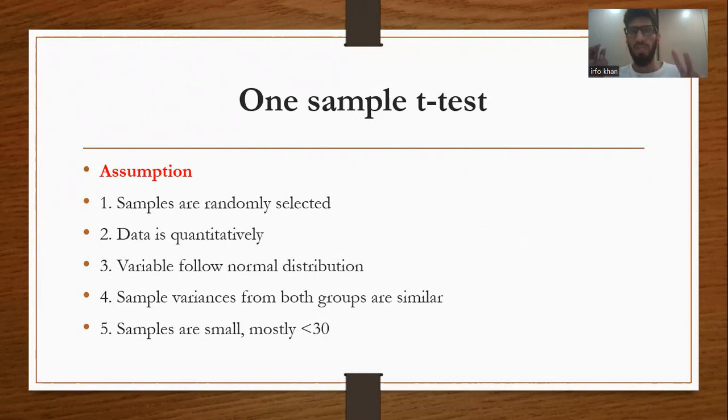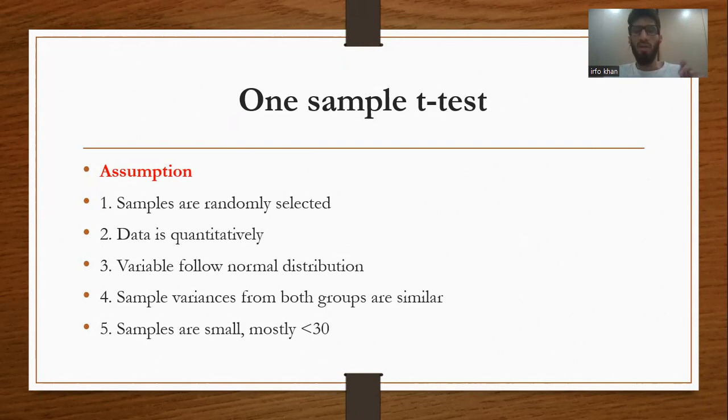The second one is that the data is quantitative. This is the main assumption for every statistical test; it must be quantitative. The third one is that the variable follows a normal distribution. The variable you want to test must be normally distributed.